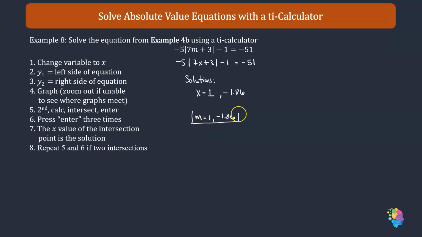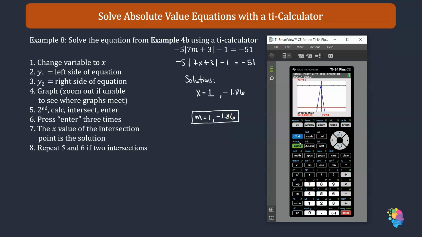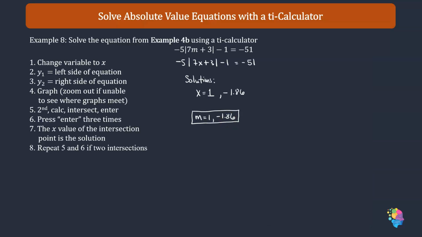Now you might be asking, I'm checking my notes and we didn't get negative 1.86. We actually left it as negative 13 divided by 7. How do I know if that is the same answer? Well, you can get out of the graph. Let's do second mode to quit the graph. And then enter the negative 13 divided by 7. And you're going to get the same answer if you round, right? That's negative 1.86. Perfect. Now you know how to solve absolute value equations using a calculator.